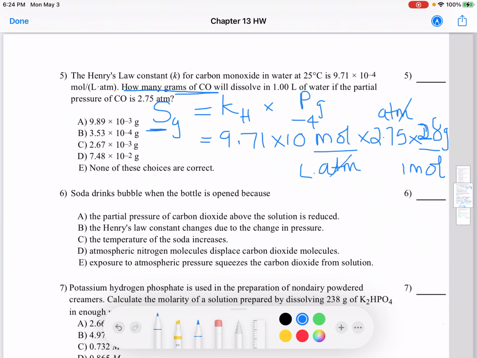Okay, so this will give you the solubility in terms of grams. Number 6.